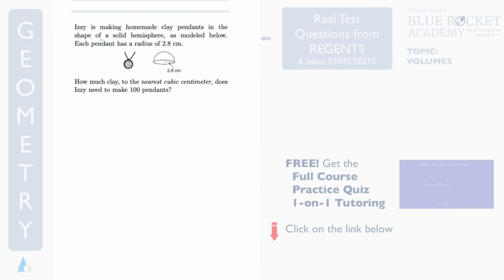This is an easy problem. You just want to find the volume of the solid hemisphere, which is basically half the sphere. Remember, the radius is given here. In case you're not able to see this, it's 2.8 centimeters.